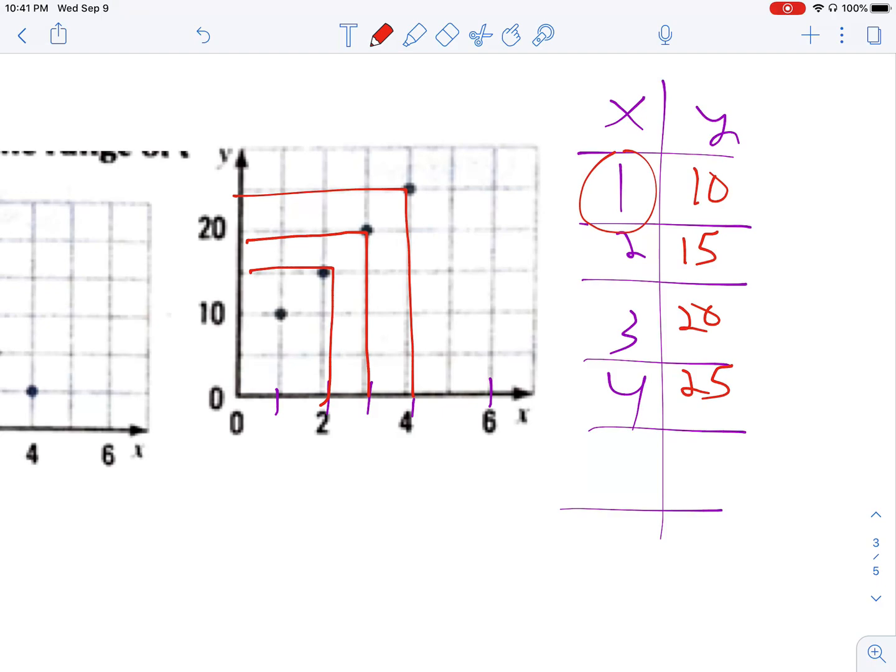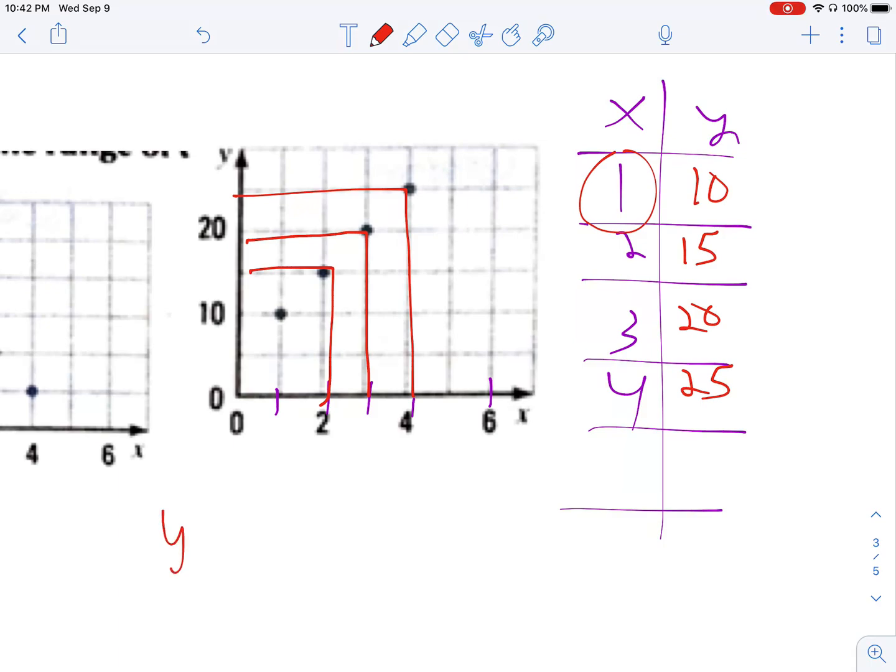But the other thing I know is if I use multiplication, 10 times 1 is 10, 10 times 2 is 20. If I were to minus 5 from that, I would get 15. If I take 10 times 3, I would get 30. Minus 5 from that, that would not give me 20, though, it would give me 25. So that's no good, but I'm getting closer.